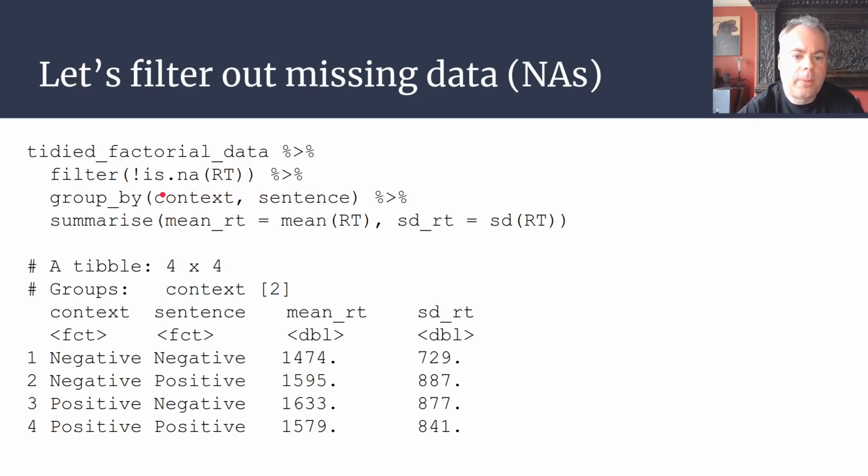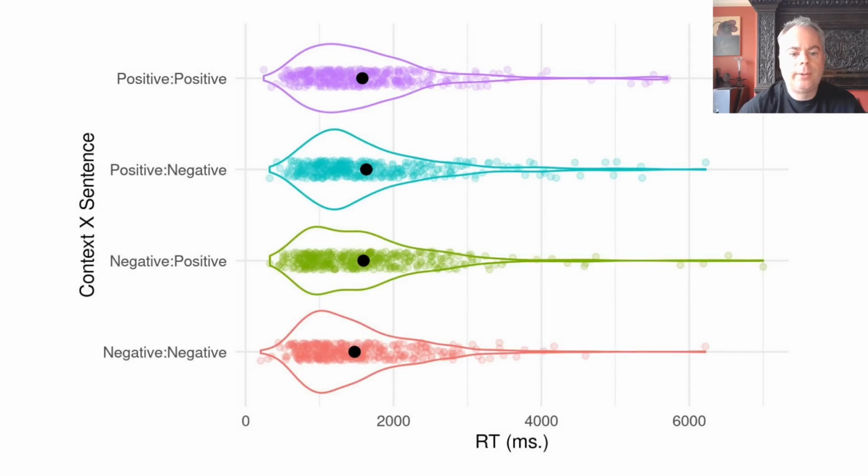And then we're going to group by context and sentence, and then we can generate our summary statistics in exactly the same way. So because at this point we don't have any missing data because we filtered it out, we don't have any problems down here. So we get our mean and standard deviations of reaction times exactly as we'd expect to see. So we filtered out our missing data to do that.